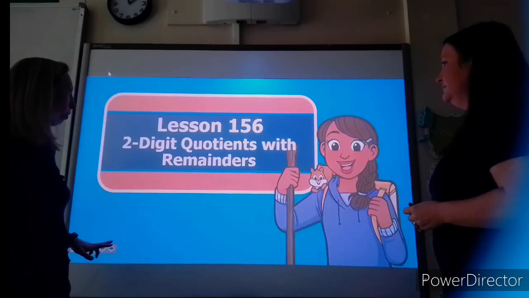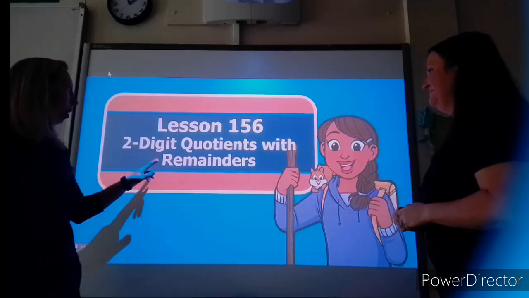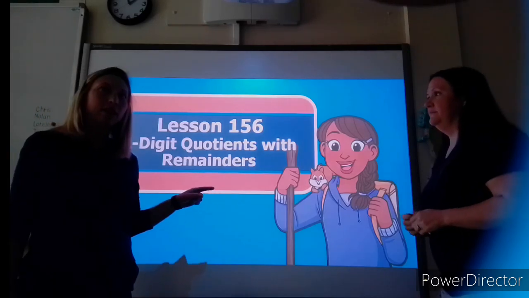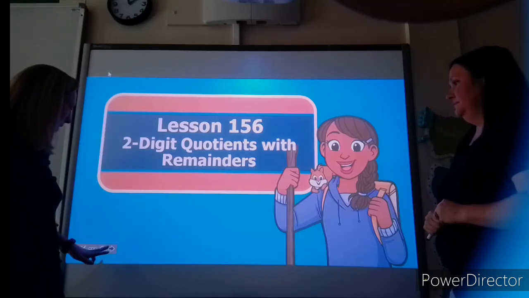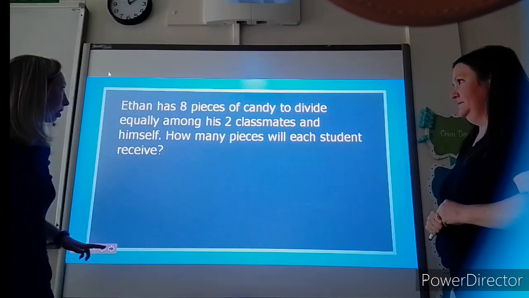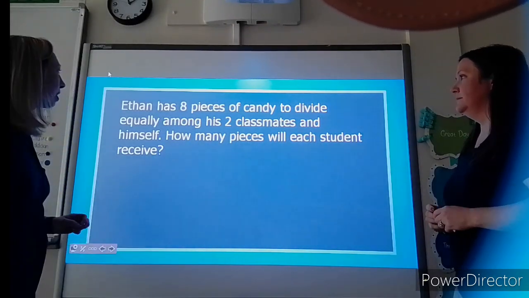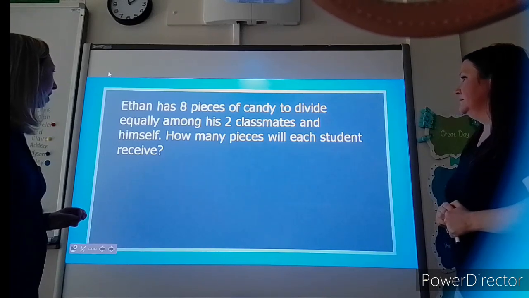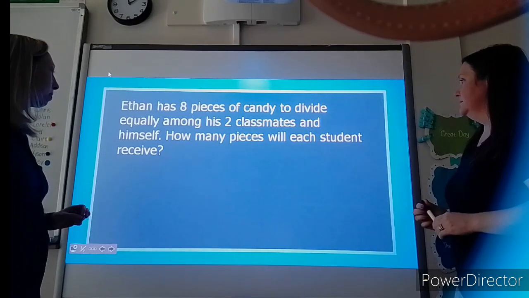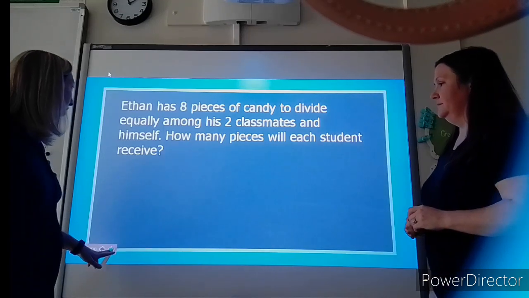So we have two-digit quotients with remainders. All the problems you've done so far have had 0 at the bottom when you do your final subtraction. Now we're going to have what's called a remainder. So let's read our problem. Ethan has 8 pieces of candy to divide equally among his 2 classmates and himself. How many pieces will each student receive?